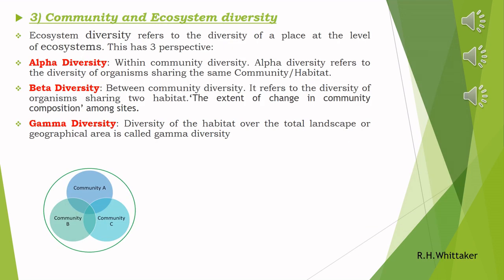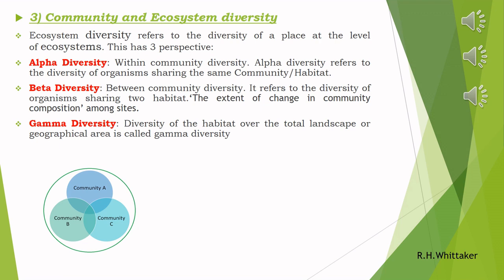The third and the last level is community and ecosystem diversity. Ecosystem diversity refers to the diversity of a place at the level of ecosystem. It has 3 different perspectives. Number 1, alpha diversity. It means within community diversity. Alpha diversity refers to the diversity of organisms sharing the same community or habitat.